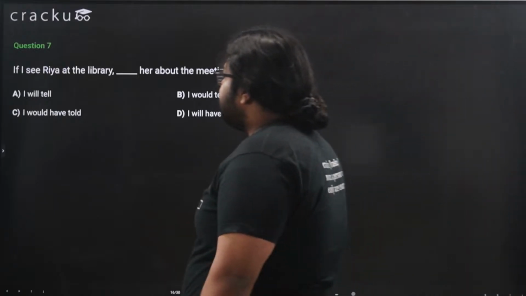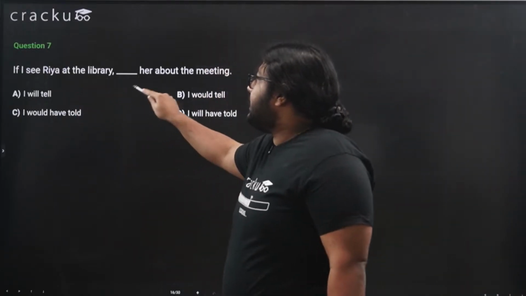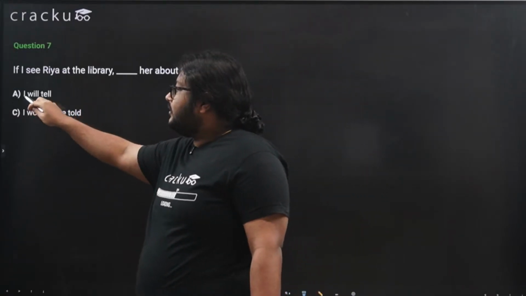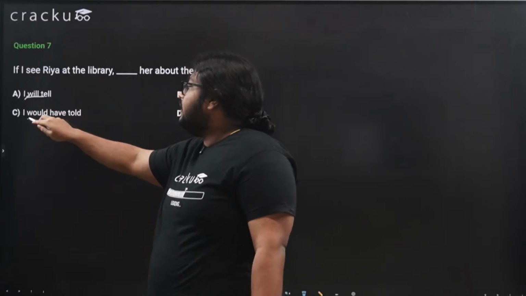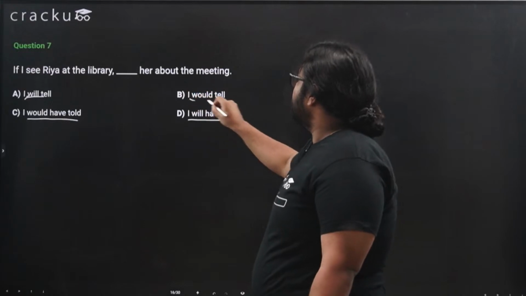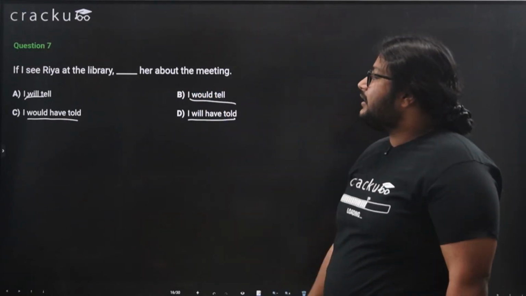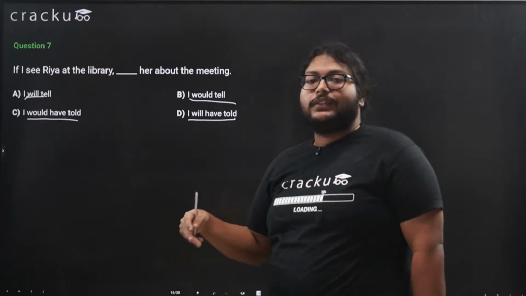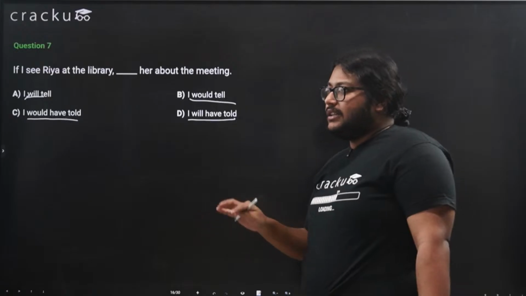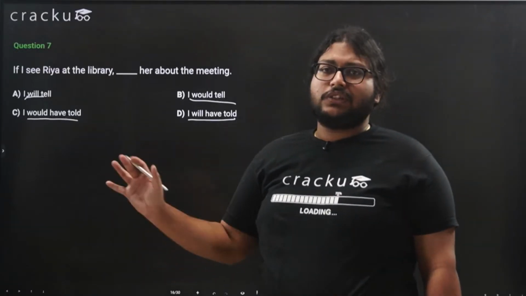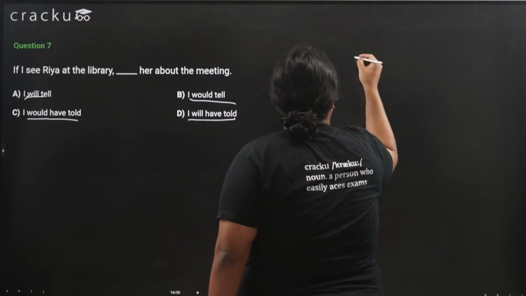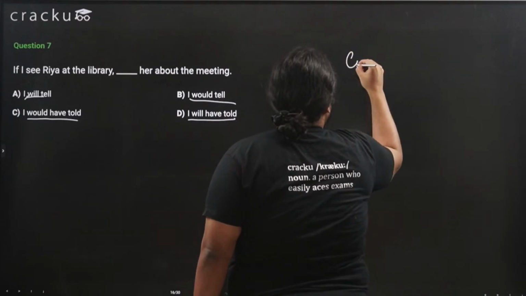Okay, if I see Ria at the library, dash her about the meeting. So I will tell her. It means there are four tenses differently. I will tell, would have told, would tell, and will have told. So this is something called conditionals, which we have discussed in our tenses class. If you are not familiar with conditionals, do go check it out. So this is a specific case of the first conditional or the conditional type 1.